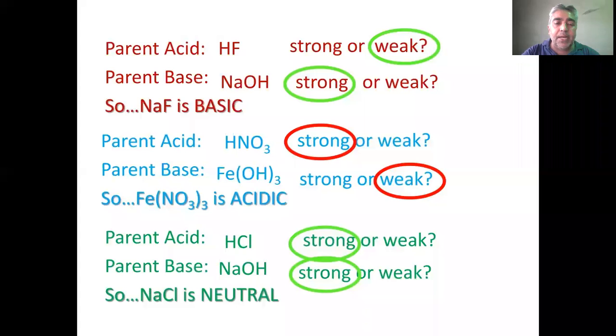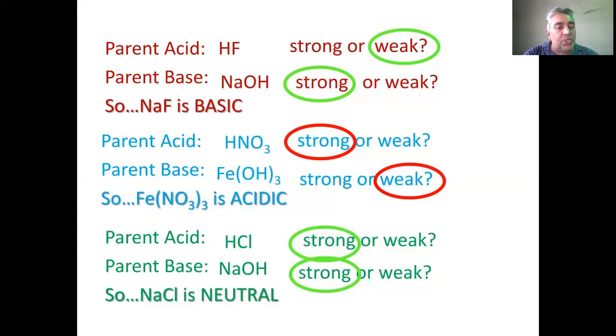The parent acid HNO3, nitric acid, is a strong acid, and the parent base is ferric hydroxide. Is ferric hydroxide strong or weak? It is weak. So it forms ferric nitrate, an acidic salt.